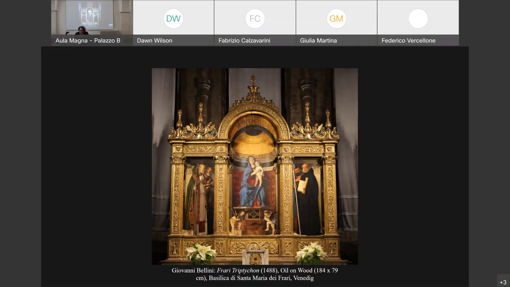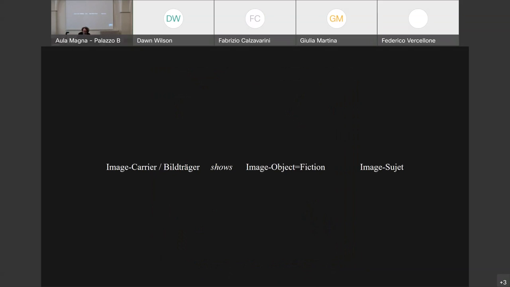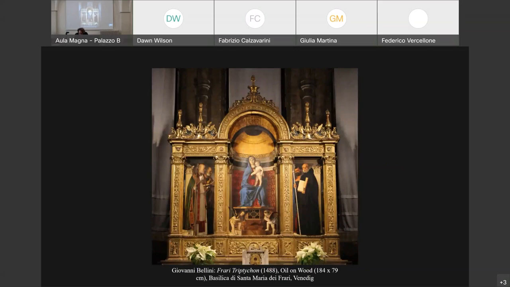And now I want to show that if we have this categorical differentiation between the opinion that every image is a fiction qua image and an illusion on the other side, we are on a slippery slope into problems. When the word "show" is used to refer to the relation between the image carrier and the image object, as to say that something becomes visible on an image carrier is the meaning of the word showing, then we have a problem.